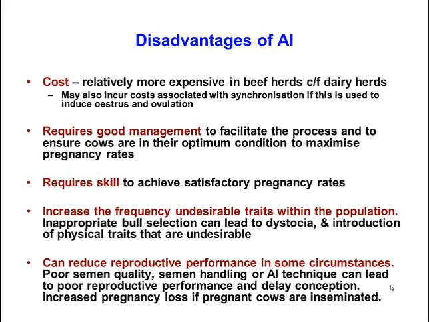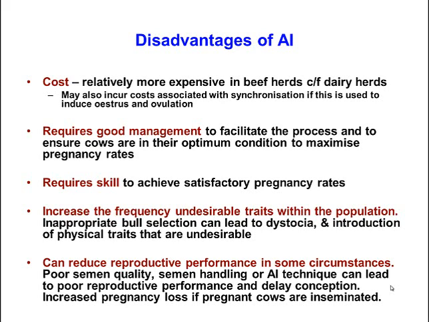If you're synchronizing estrus in your cattle, then that would be an additional cost that you would have to incur. If you've got extra musterings or yardings or building more facilities, etc., then this all can also add to the cost of the procedure. It does require good management and good facilities to manage a large-scale artificial insemination program. Cattle need to be in good condition in order to get the most benefit and achieve the optimum fertility. It requires some skill not only in management but also in the insemination technique in order to achieve satisfactory pregnancy rates.